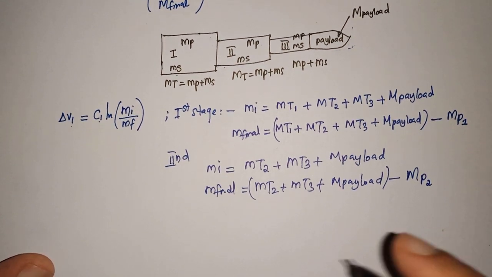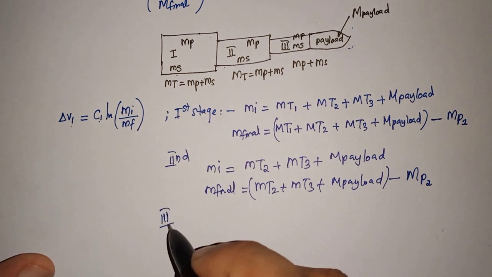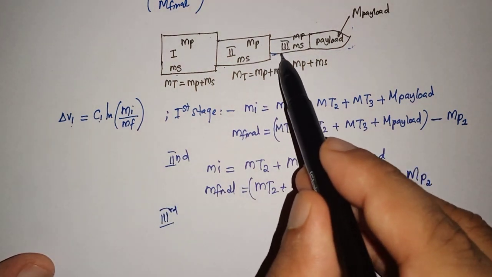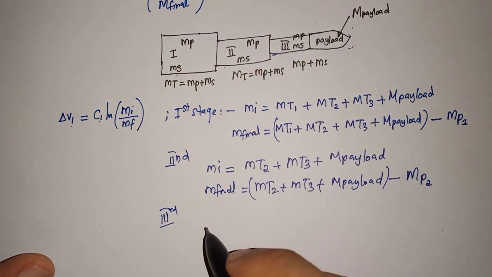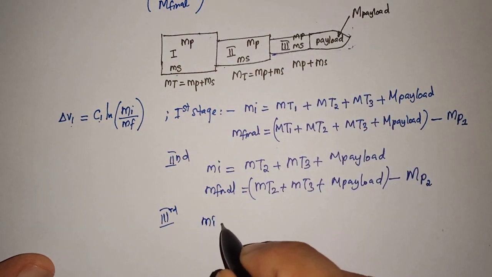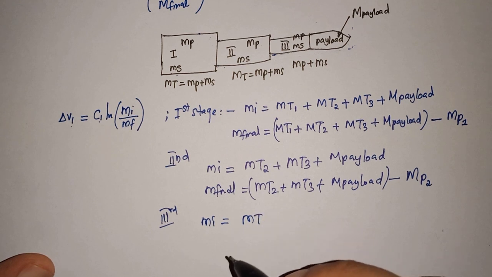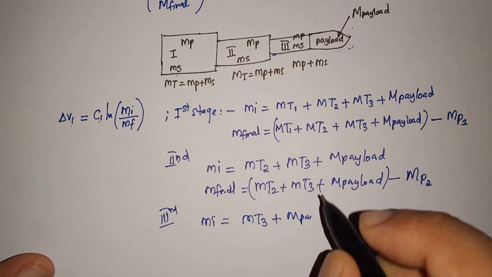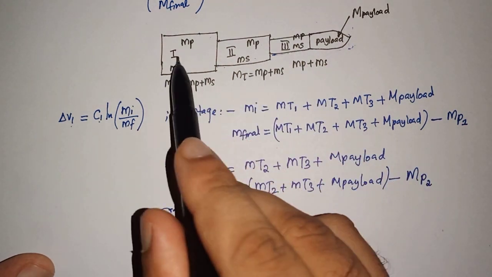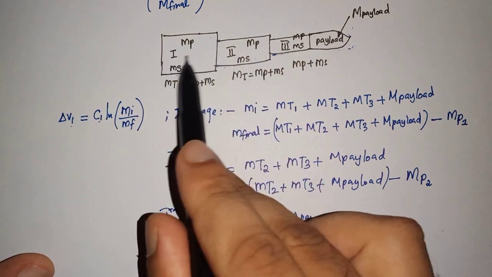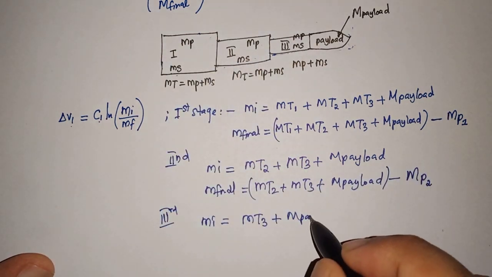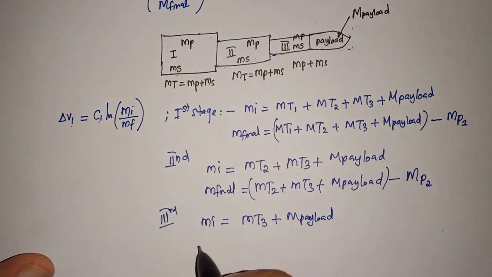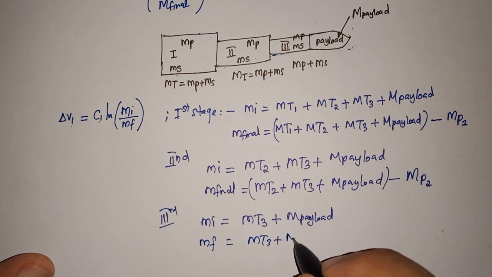From the third stage, you have to consider the full stage as the initial mass. So my initial mass is going to be my total mass of the third stage, plus the mass of the propellant, as this is no longer being associated with the body. So this gets wiped away. So mass of the payload. Okay. And the final mass can be mt3 plus m payload minus the propellant which is being consumed.